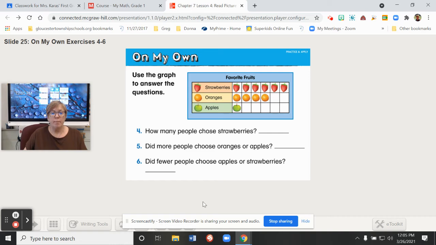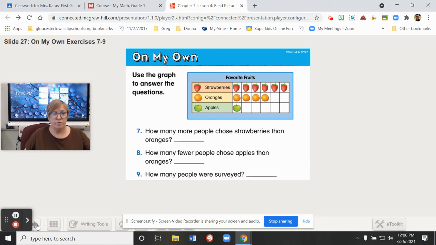Number 4, how many people chose strawberries? Number 5, did more people choose oranges or apples? Pause and answer. Number 6, did fewer people choose apples or strawberries? Pause and answer. Okay. There are the answers.